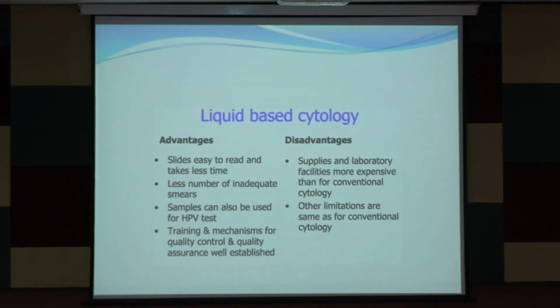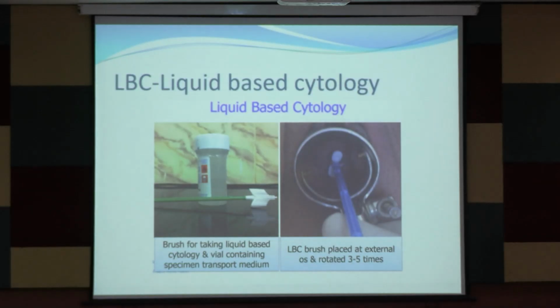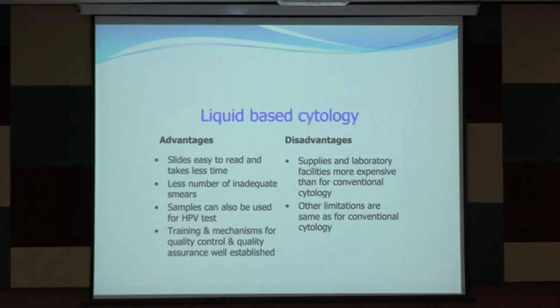So HPV testing, when we say, it is basically collecting it like liquid based cytology. When somebody asks you how we do HPV testing, this is how we do it. Rotate it some 3 to 5 times, okay. So slides are easier to read, with fewer inadequate smears. Samples can be used for HPV testing, and training and quality control mechanisms are well established. These are the advantages. Disadvantages are the same as for conventional cytology. Both are known as pap smears, alright.